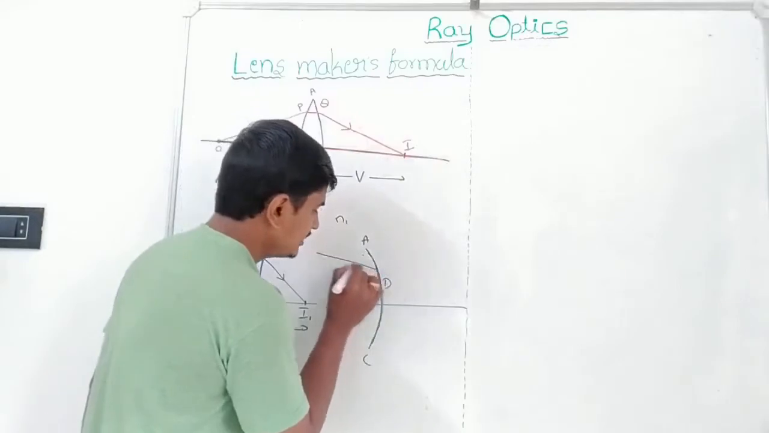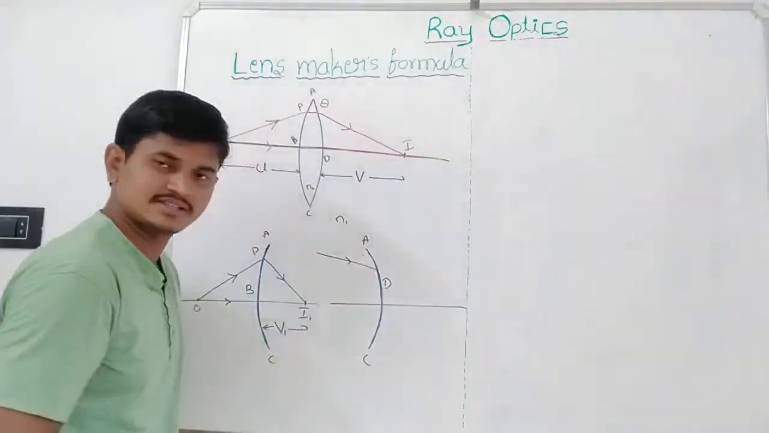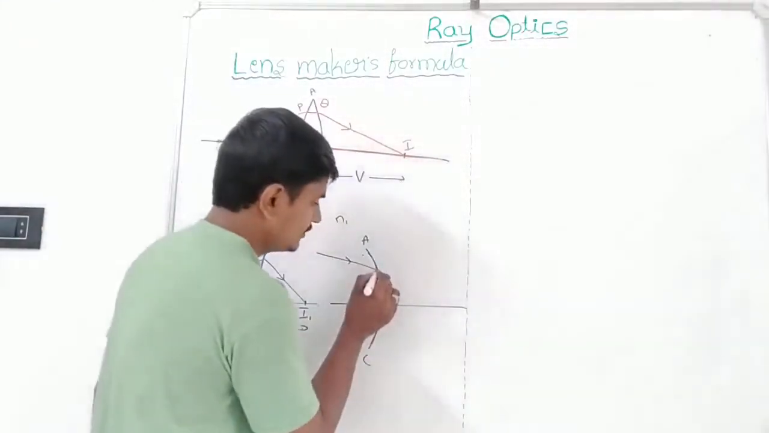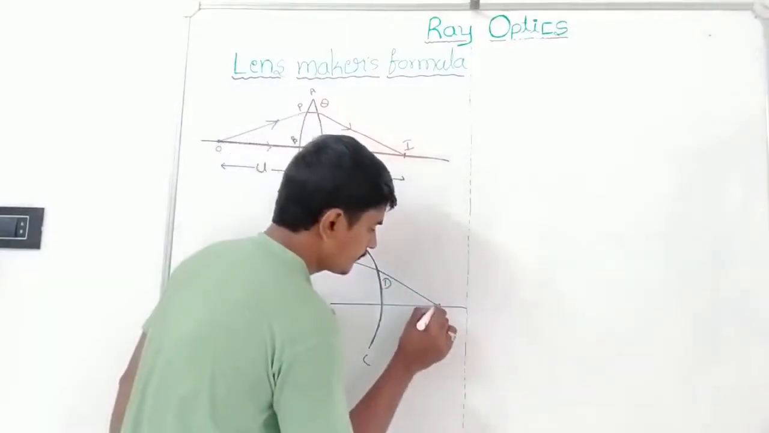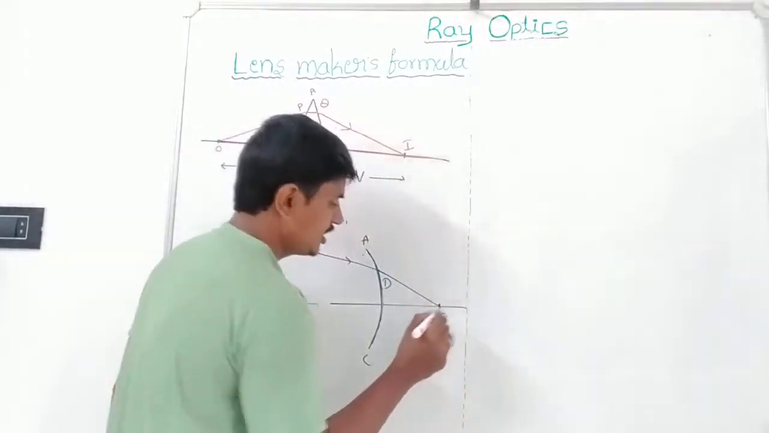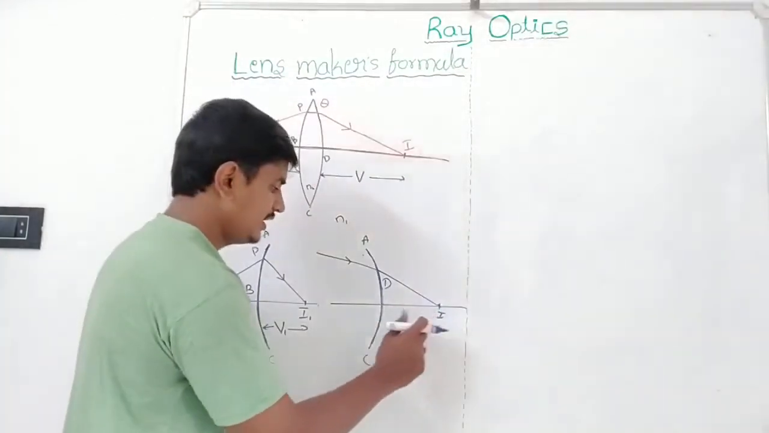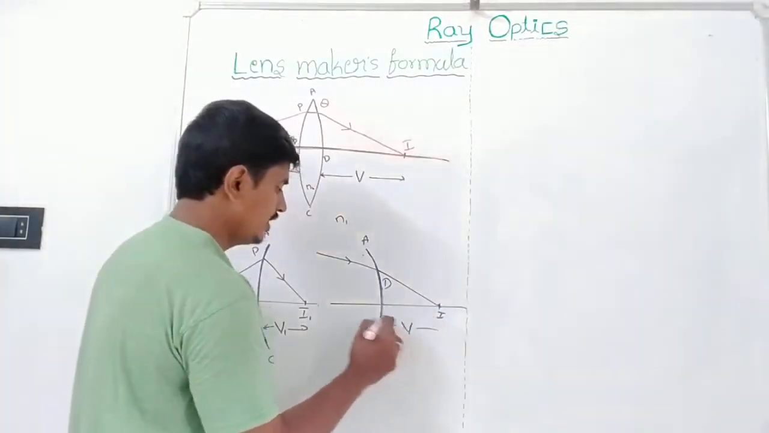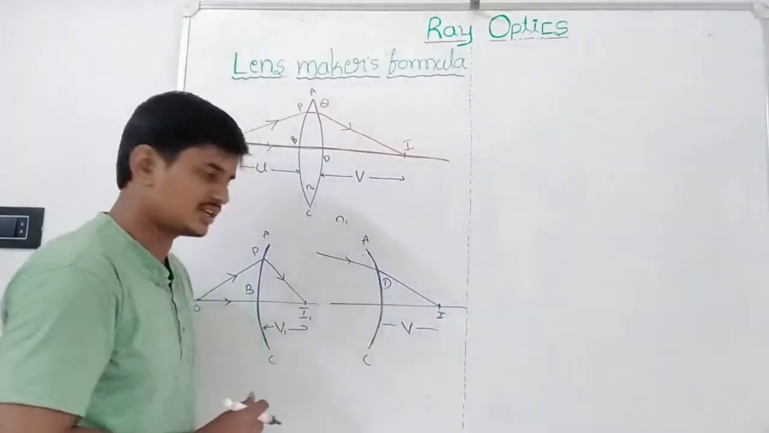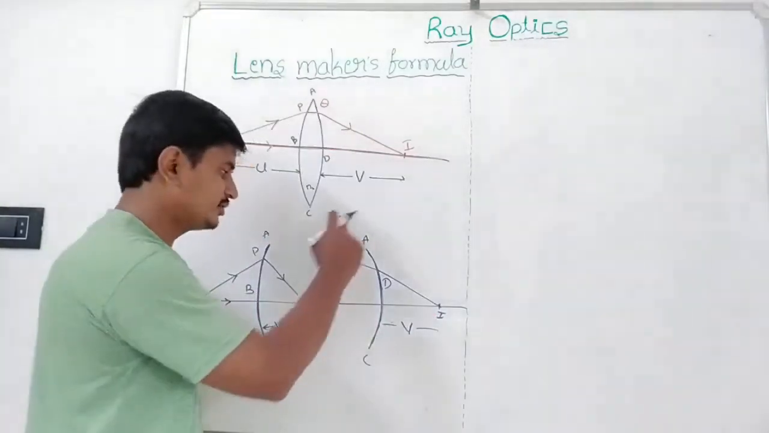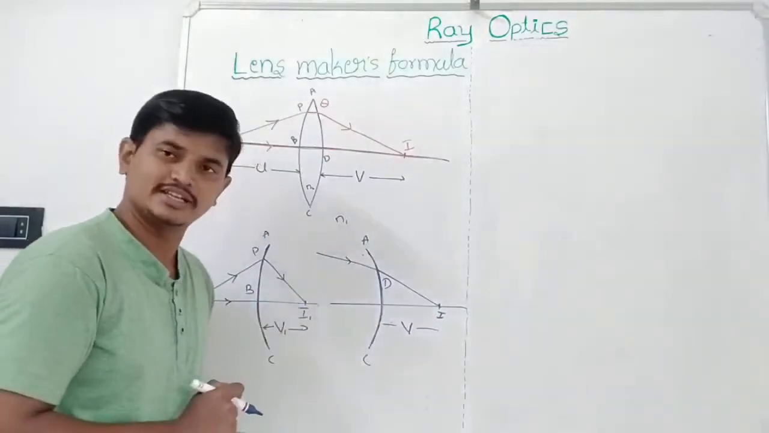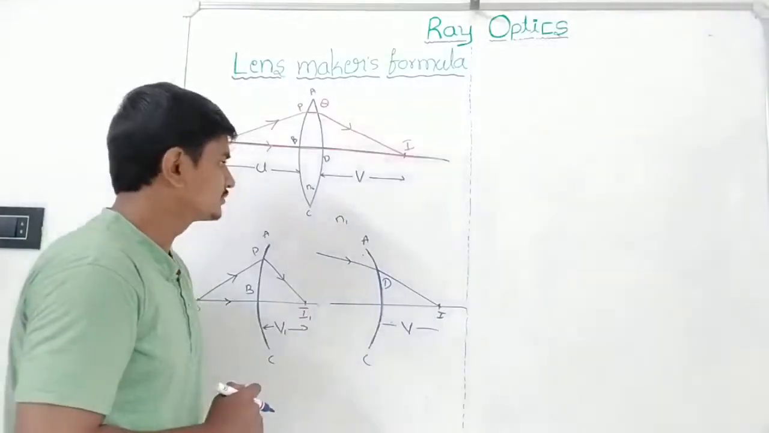Once this ray is incident on the surface ADC, it forms the image I here, and this is the real image I at a distance V. The object distance is considered as V1 for the second surface ADC.